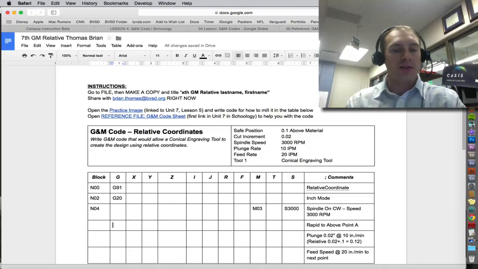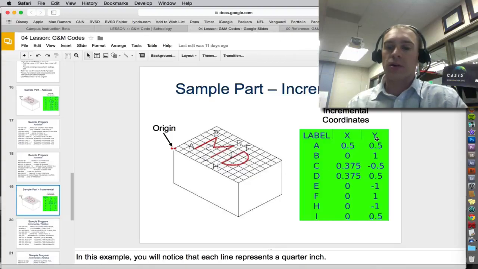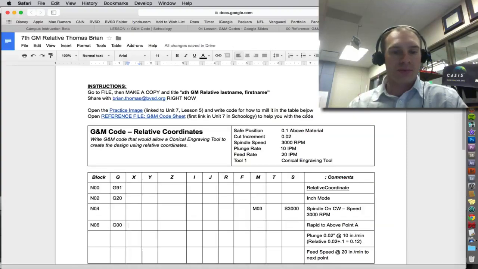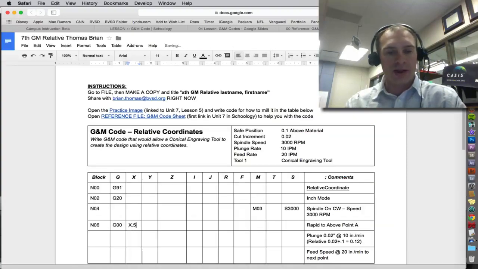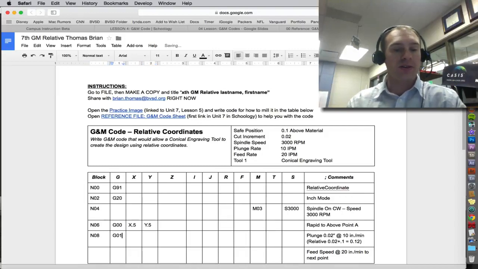Now we rapid to point A. So we have N06, and we're going rapid, G00, to point A. Well, point A, if we look at our coordinates, that's why it's so important that you have the coordinates labeled out. A is 0.5, 0.5. So X0.5, Y0.5. And then we plunge. So that's a G01.